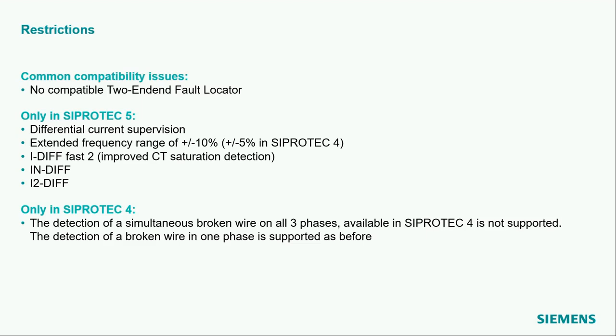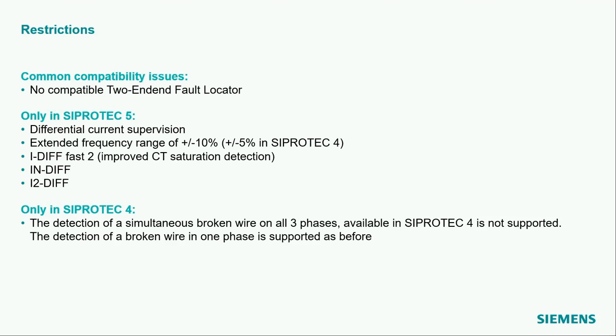Available only in CPROTEC 5, and as a consequence, therefore not available in the CPROTEC 5-CPROTEC 4 combination, are the following points. Differential current supervision, the extended frequency range of plus minus 10%, 5% more than CPROTEC 4, the improved IDIF fast stage, IDIF fast 2, the IN, and the I2 negative sequence differential protection stages.